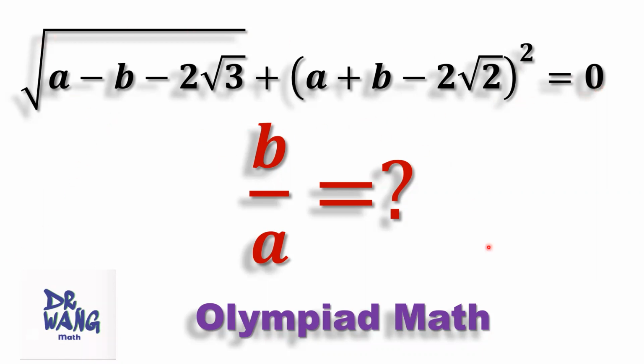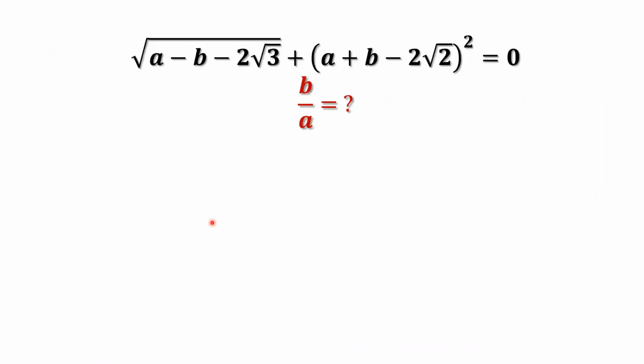Here is the given condition. We want to find the ratio of B and A. How to solve this kind of problem? It looks difficult. We need to look at the given condition carefully.